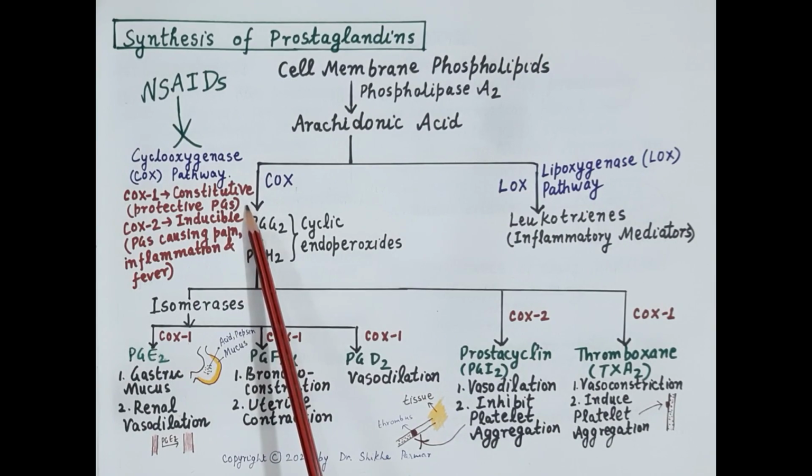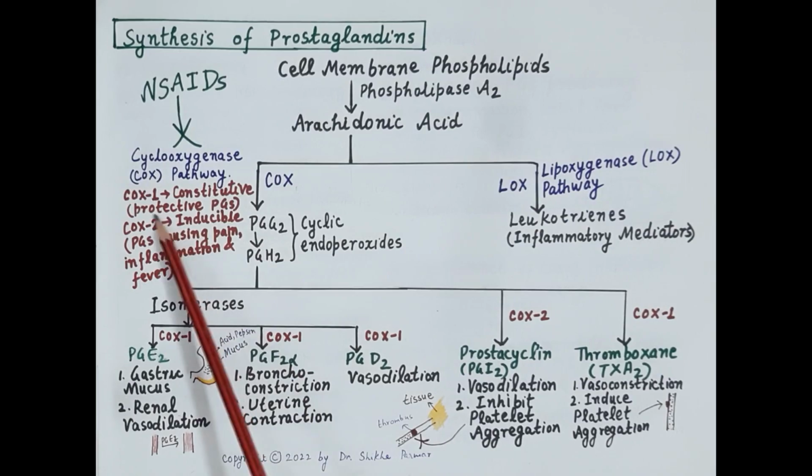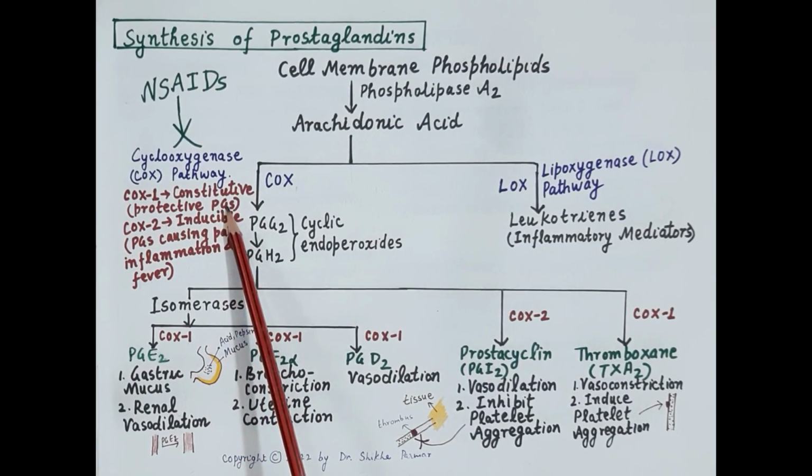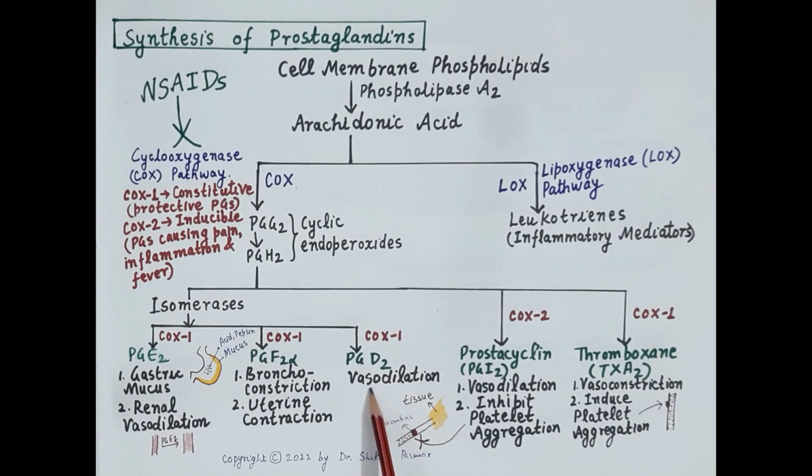However, during the initial stages of inflammation, it also produces prostaglandins that cause inflammation. But the main role of cyclooxygenase 1 is to produce the protective prostaglandins. Now, all these are physiological prostaglandins. These are protective prostaglandins which are produced in small amounts throughout the life of an individual.